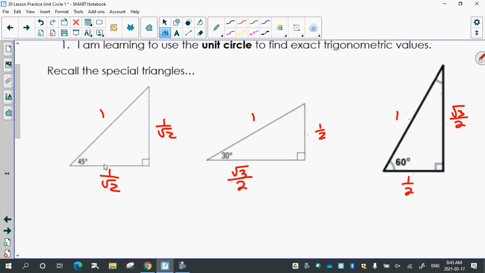Basically, the unit circle is just a memory aid. So rather than draw your triangle each time, you can use the unit circle as a reference. Okay, so that you don't have to make that diagram every time you want to try and find the secant of 560 degrees. Okay, you can use your unit circle to do that.